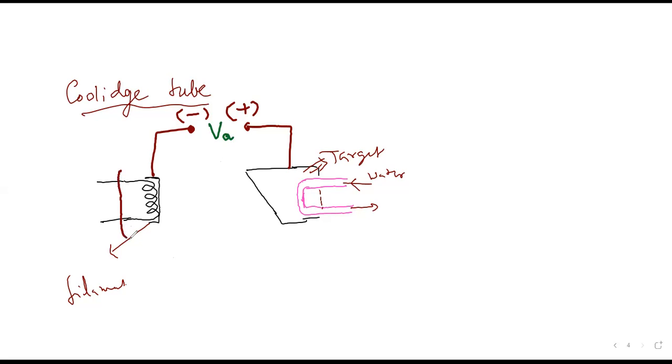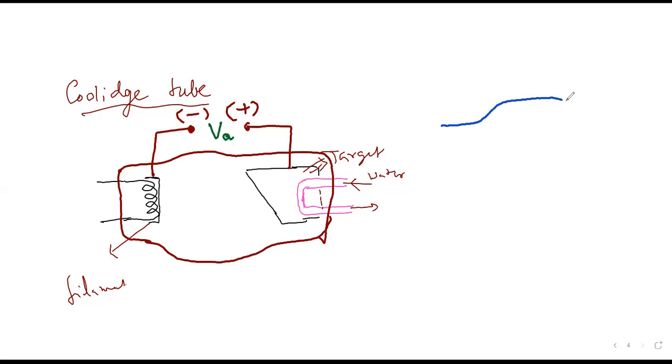Now we have to enclose this entire thing in a tube, which is normally made of glass, so that we can see what is happening here. Something like this. There are now enhanced structures, but normally it is like this.